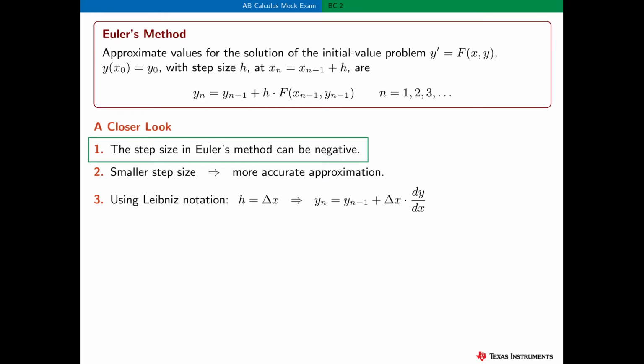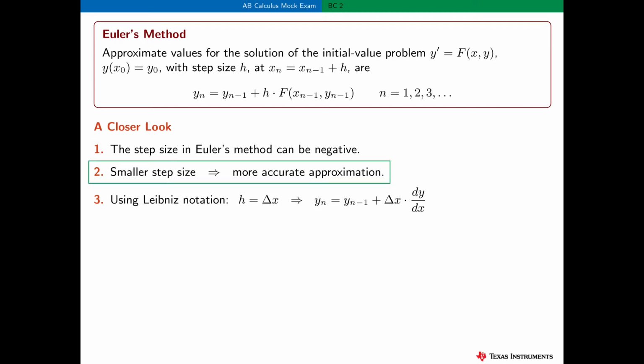Let's take a closer look at this method. First, it's certainly possible for the step size to be negative in Euler's method. For example, h could be minus 0.1. In this case, Euler's method is used to approximate values for the solution of the initial value problem to the left of the initial value.